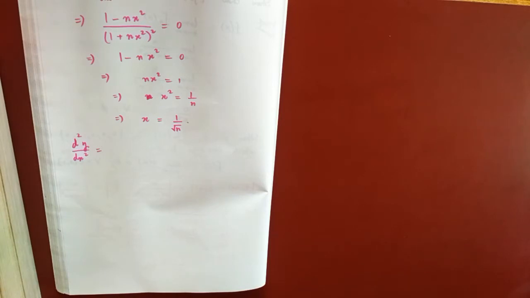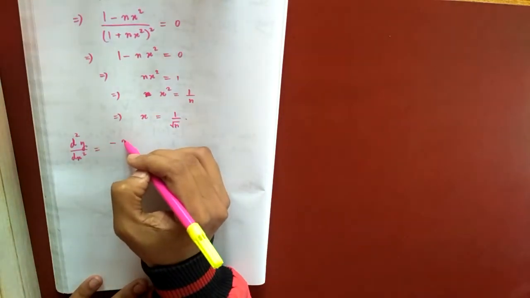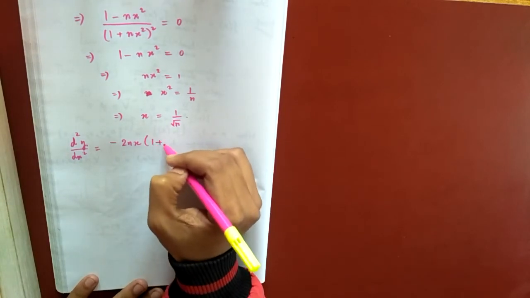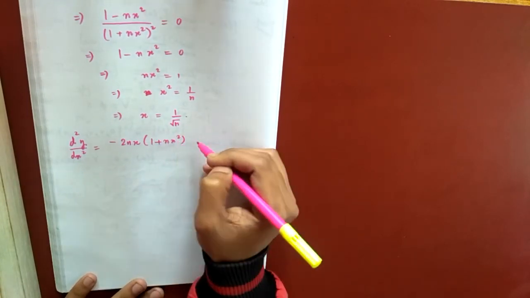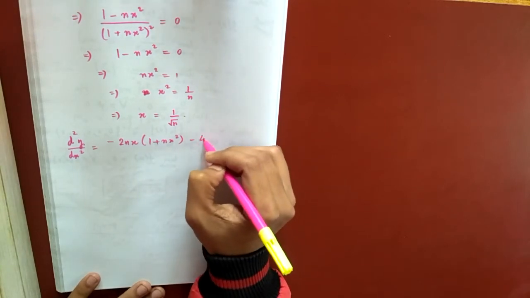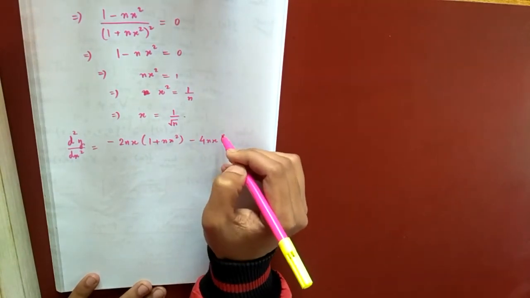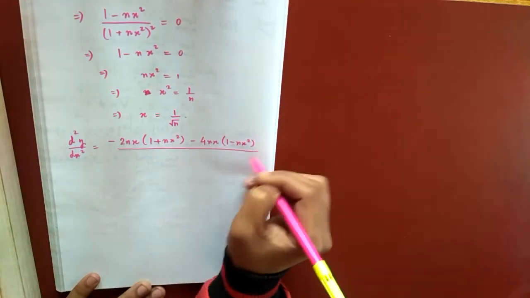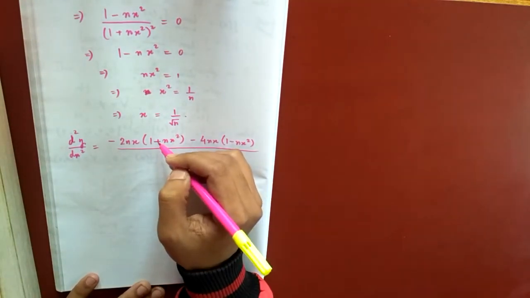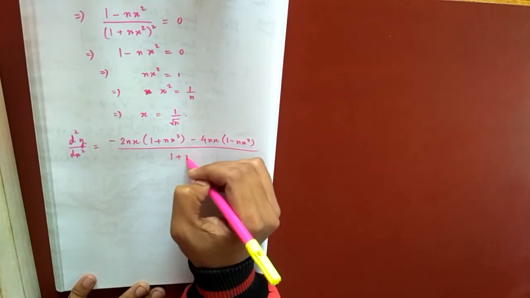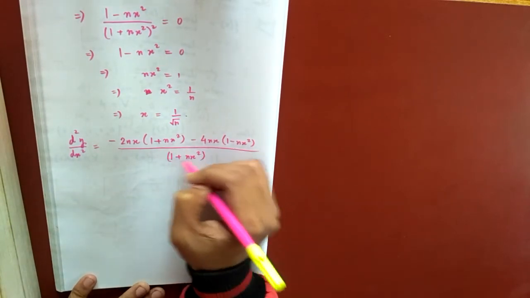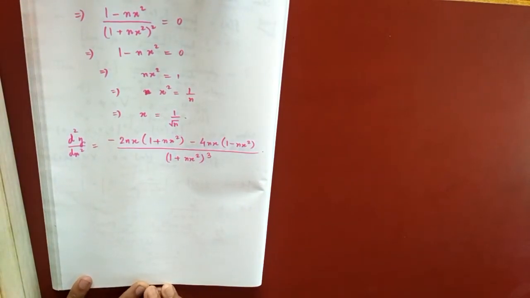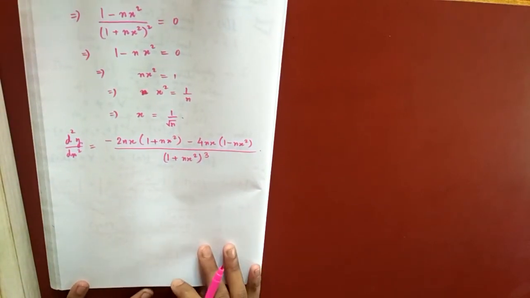It is going to come something like this. Minus 2nx times (1 plus nx²) minus 4nx times (1 minus nx²) over (1 plus nx²) whole cube. You try to verify whether this d²y/dx² is coming or not. It will definitely come this.